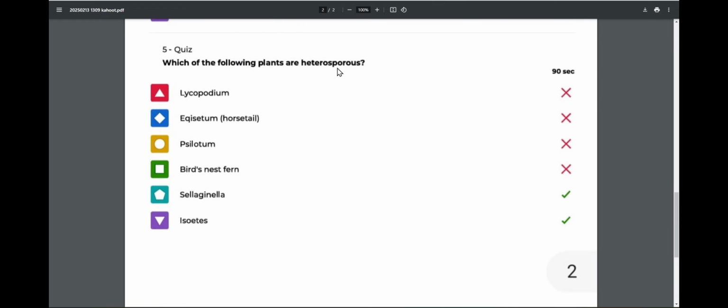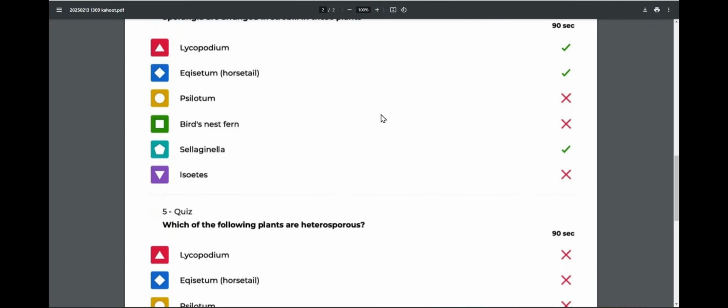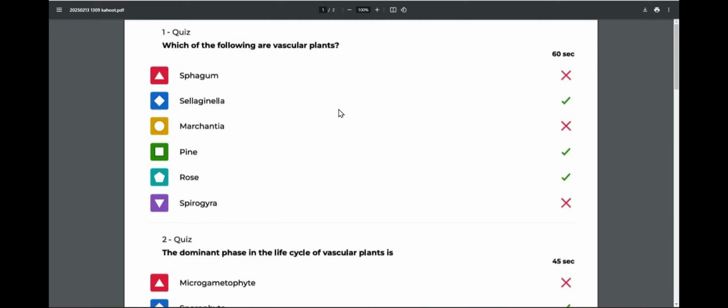Which of the following plants are heterosporous? Only these two. These two are the only heterosporous orders in the fern allies and ferns, while the rest of the seeded plants are heterosporous. Right, that is the end of ferns and fern allies. I hope you have enjoyed it.